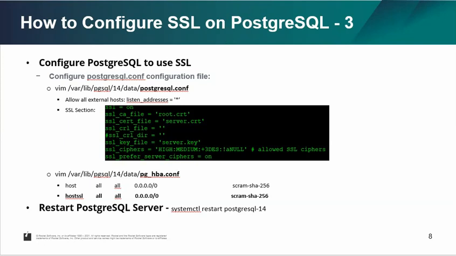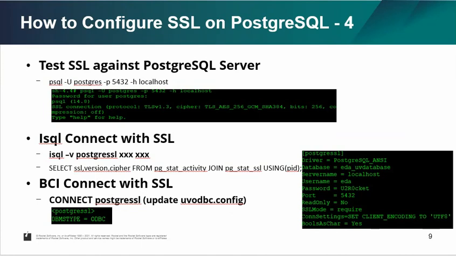The second file to define is pg_hba.conf. By default, it only allows regular connections without SSL. If you want to use SSL, you just need to add another hostssl entry in the pg_hba.conf file. After you change the configuration files, you need to log in as the root user and run the systemctl command to restart PostgreSQL.